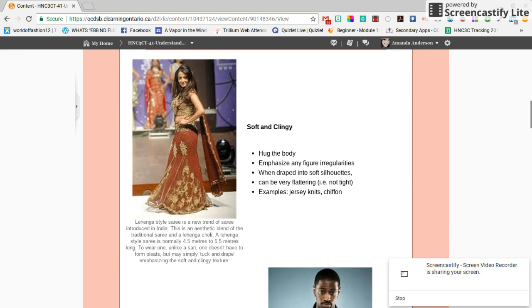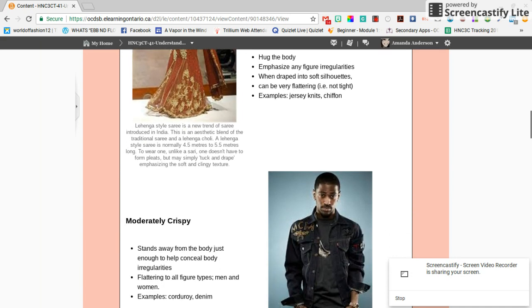So we're going to talk about some different textures. Soft and clingy definitely hugs the body. It makes a soft silhouette when it's draped. So this is why we have a picture of a lehenga style sari. It can be super flattering, but it does emphasize the figure. So if it's tight, you'll see every bump, every lump, everything. So it might not be flattering for particular body types if that's not the look they're going for. So chiffon is an example of a soft and clingy fabric. Also a jersey knit, so like a jersey knit sweater is super soft and stretchy.